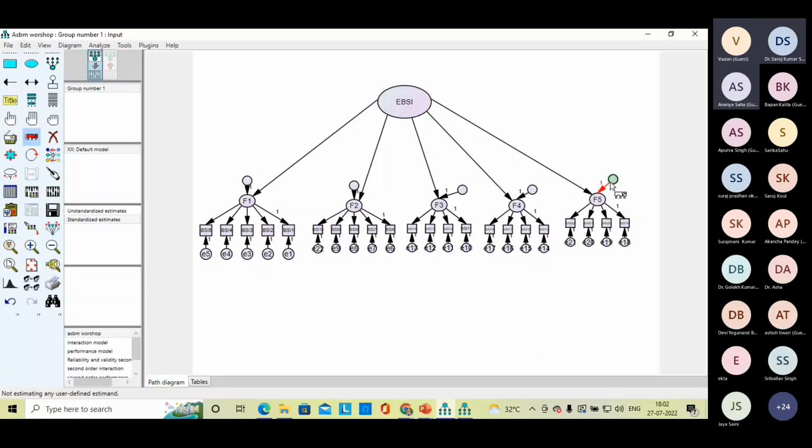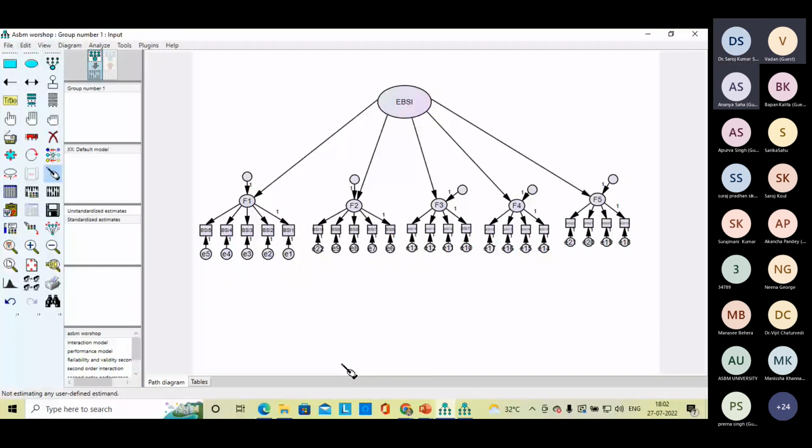Now second order CFA is drawn. Let me beautify it by the pen. Beautification is done.